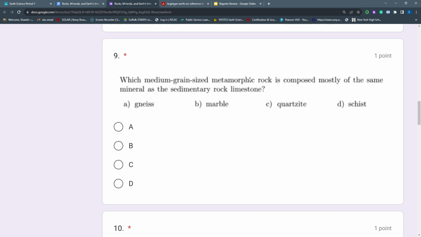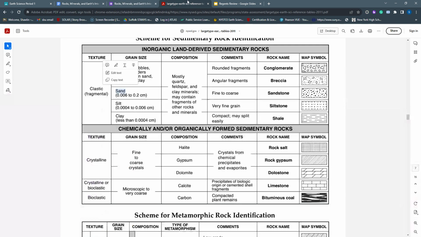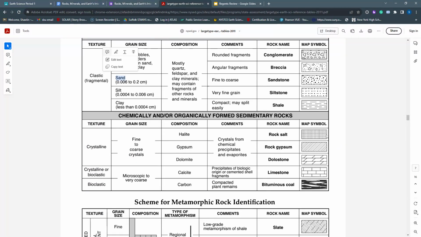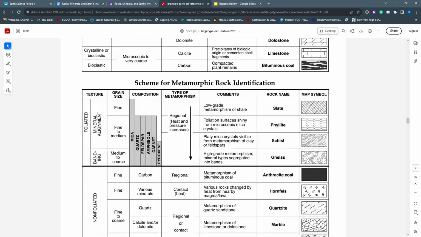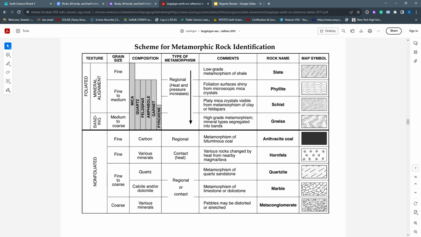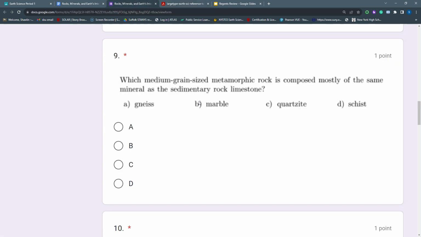Okay, I'm looking for a metamorphic rock that is made up of the same mineral as the sedimentary rock limestone. So this is my sedimentary rock limestone right here in my sedimentary rock chart, and it's made up of calcite. Okay, and which of my metamorphic rocks in this chart are also made up of calcite? Marble, as you can see, it has a composition of calcite. So the correct answer is marble, B.